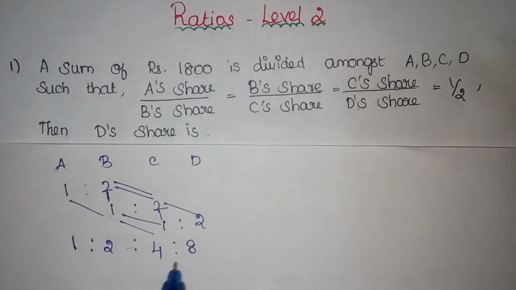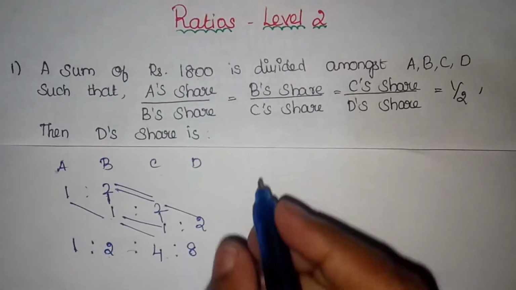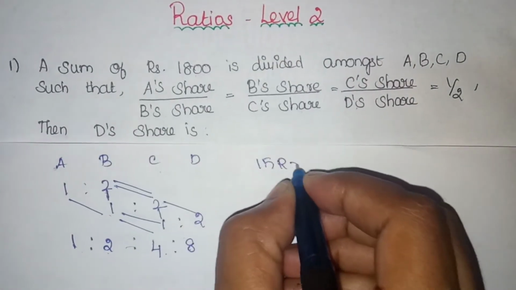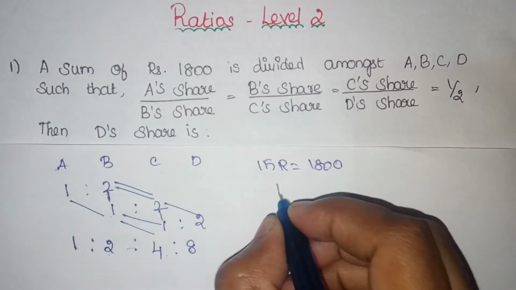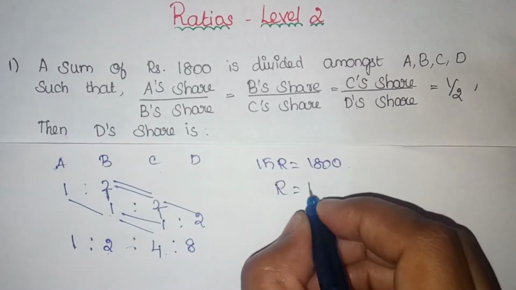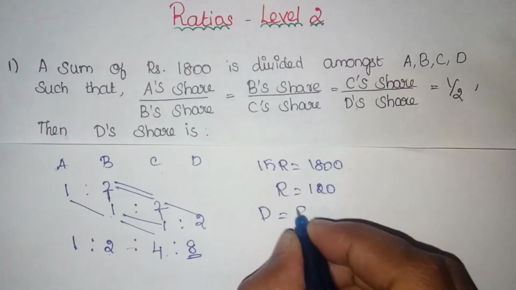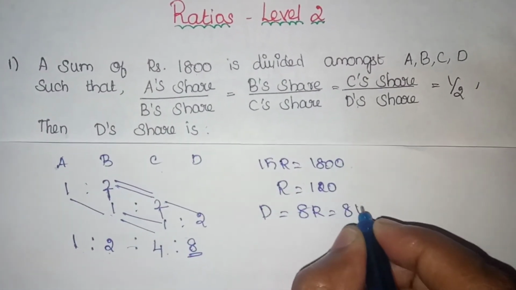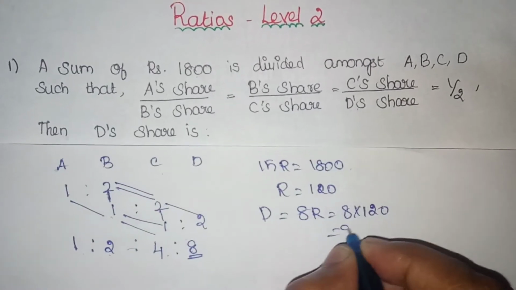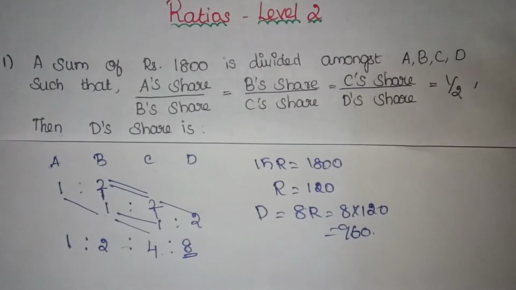So total ratio here is 8 plus 2, 10, 10 plus 4, 14, 14 plus 1, 15. So value of 15 ratio will be 1800. So value of 1 ratio will be 1800 divided by 15, 120. So D's share we have to find. D's share is nothing but 8 ratio. So value of 1 ratio is 120. So the value of 8 ratio will be 960. So share of D is rupees 960.